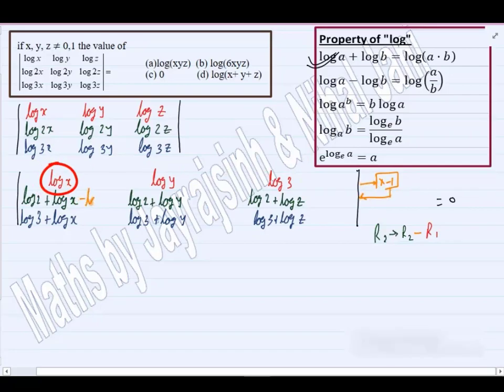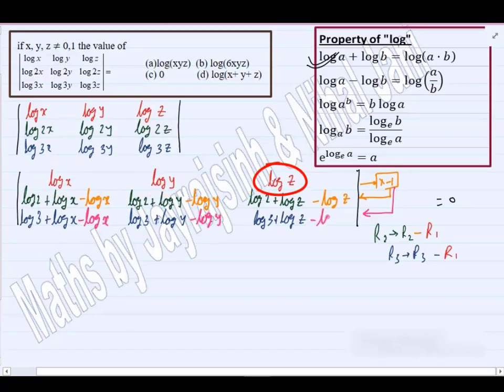So here we'll get minus log x, then minus log y, and minus log z, because this is your log z. The same thing can be done with the third row, R3 minus R1. So multiply minus 1 and add into the third row. So the same thing will happen with the third row: minus log x, minus log y, and minus log z. So here our first row will be as it is.